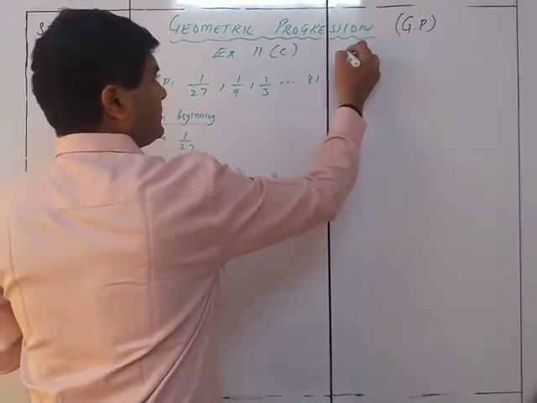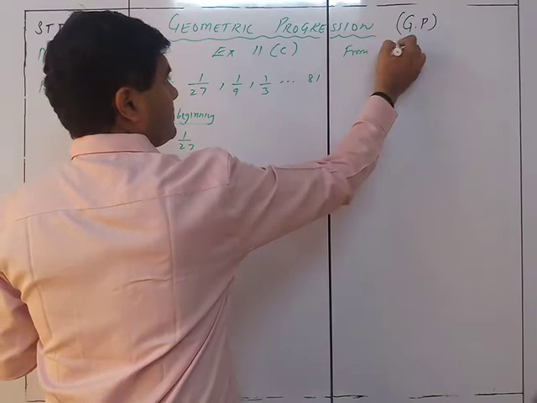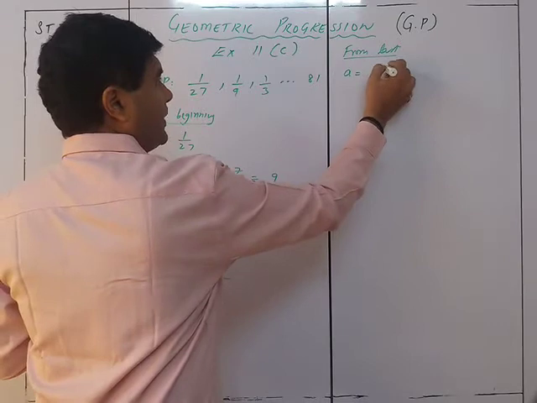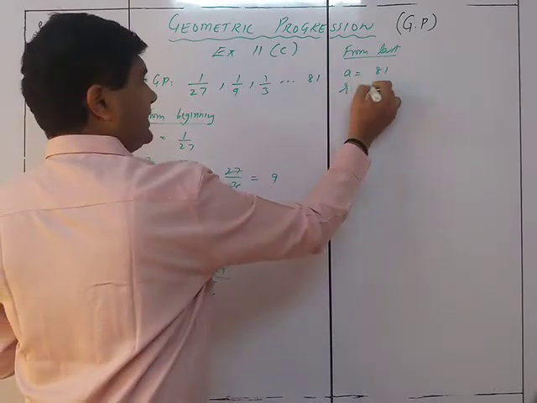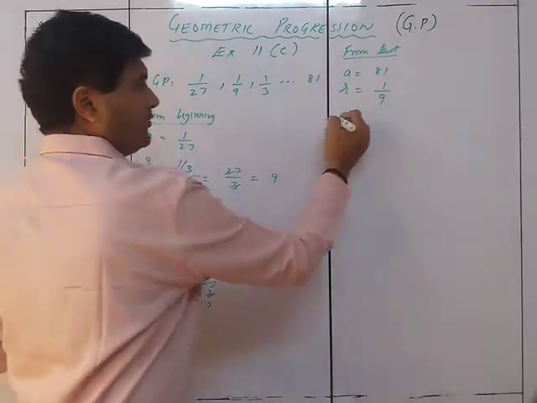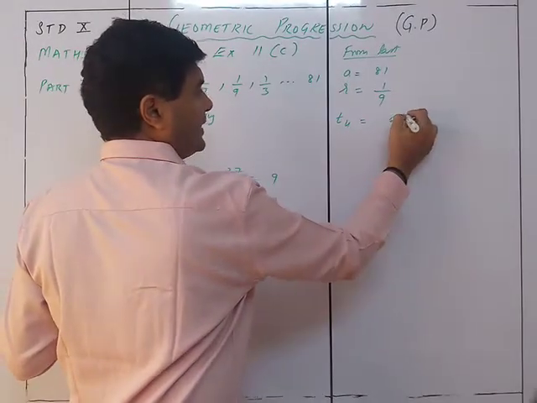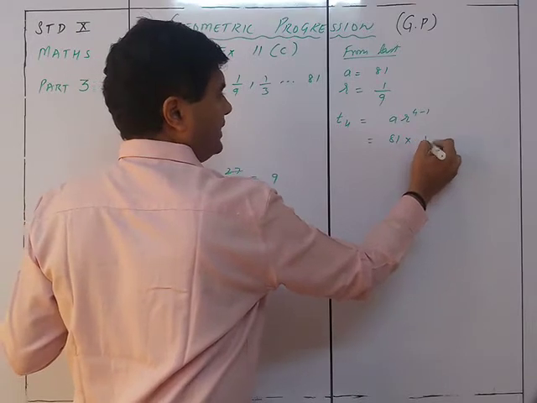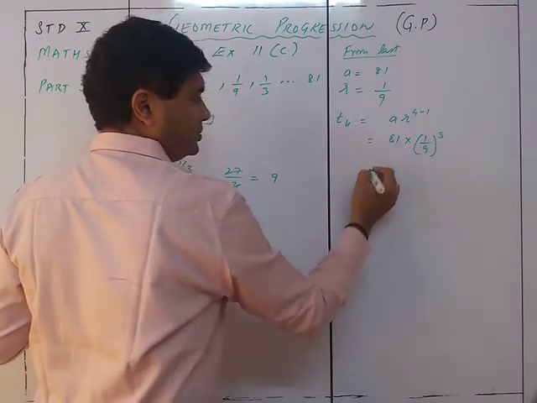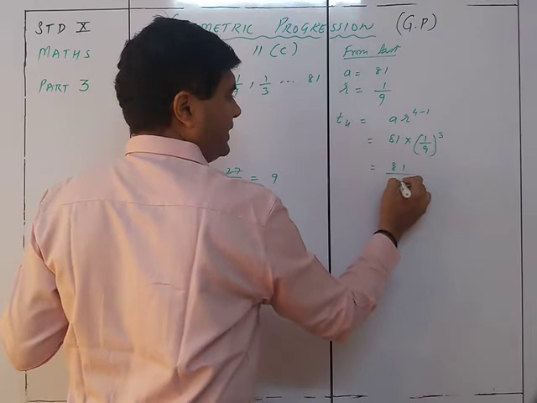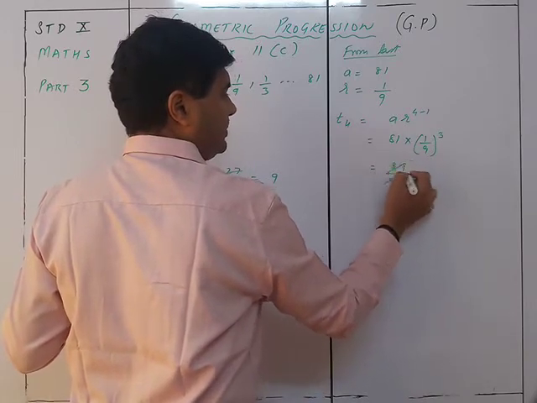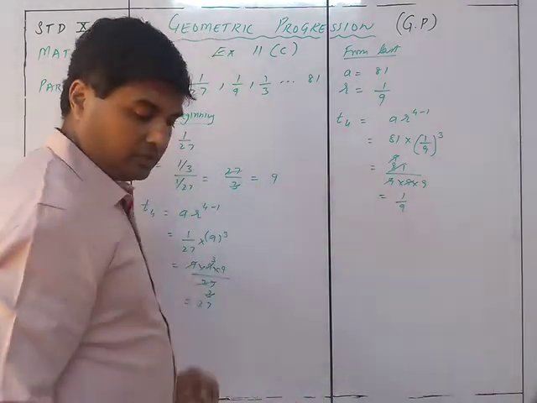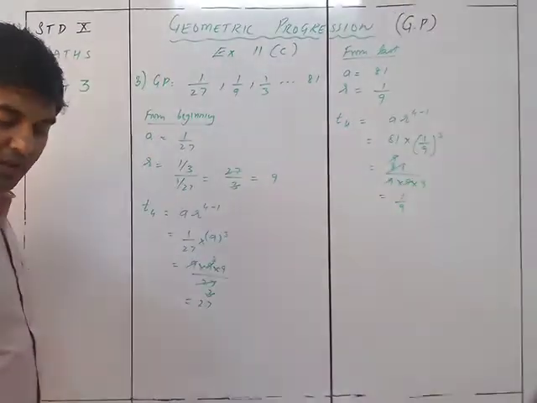Whereas if you take it from the last, what is going to happen? We have got A equals 81 and R will be the reciprocal, 1 upon 9. Therefore T4 will be AR raised to 4 minus 1, equals 81 into (1 upon 9) the whole raised to 3. So that will be 81 upon 9 into 9 into 9, so that will be 1 upon 9. So T4 from the last will be 1 upon 9.